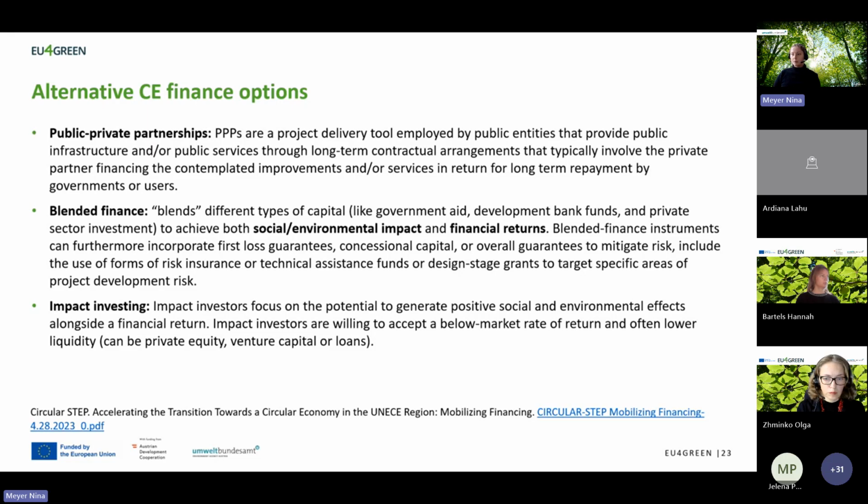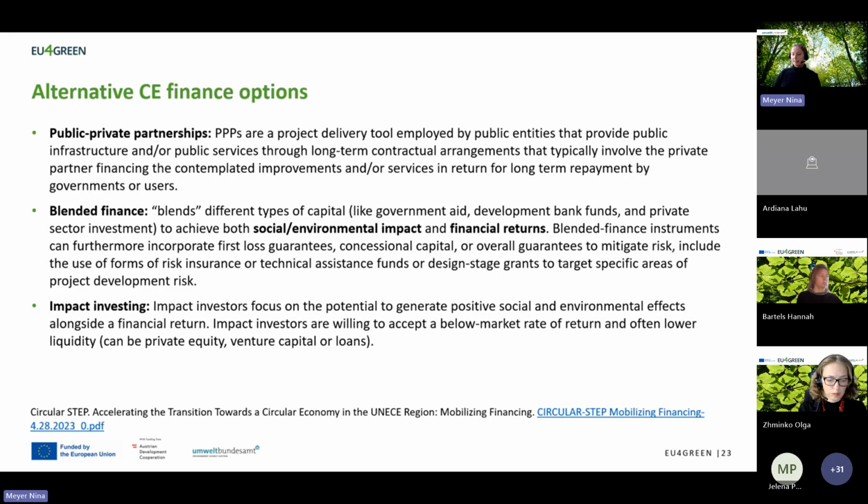And the goal is to achieve both social and environmental impact, but also financial returns. The blended finance instruments can also include some risk reduction measures, for example, loss guarantees, concessional capital, or just guarantees to mitigate risk. Also insurance or technical assistance.